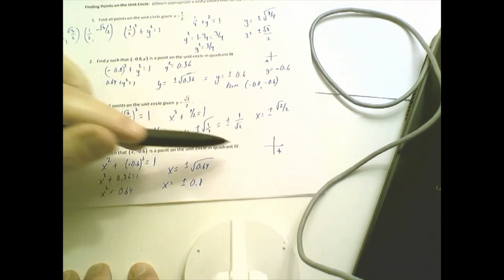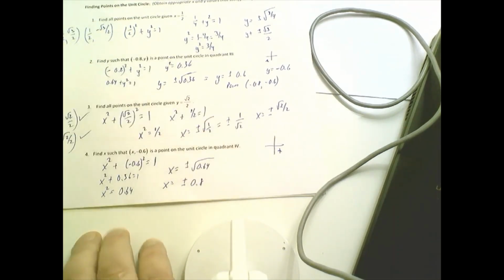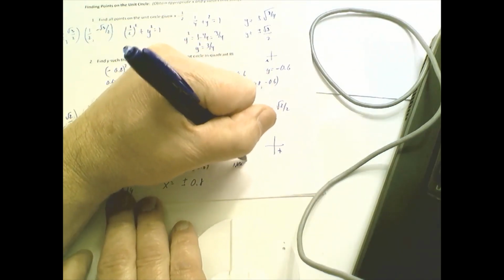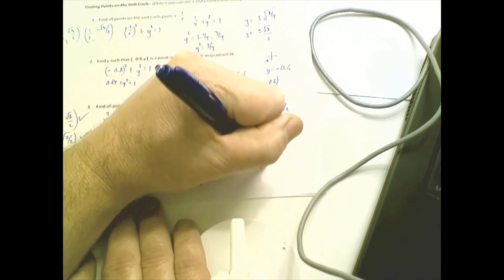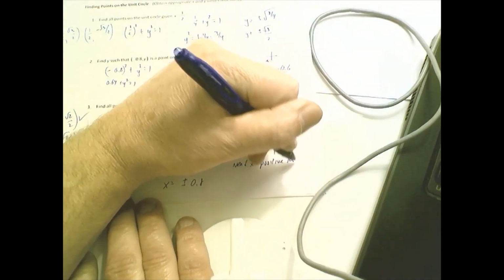If we remember a little bit of work up here in an earlier problem, I know that x equals plus or minus the square root of 0.64. x equals plus or minus 0.8. Where do I want to be? I want to be in quadrant 4. So, what do I know in quadrant 4? x better be positive. So I'll just write: need x positive for quadrant 4. What's my point?